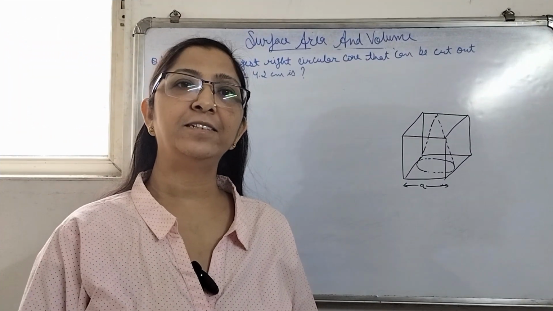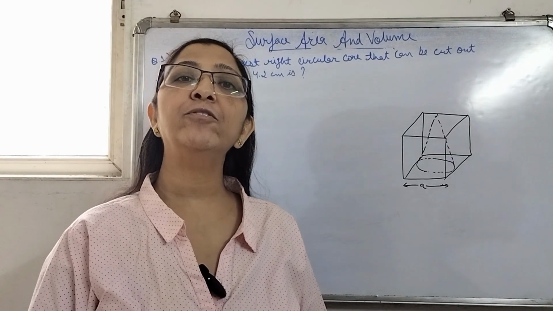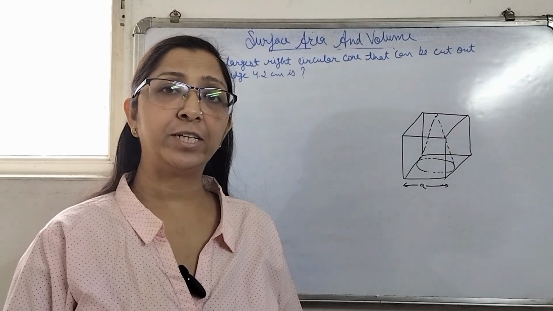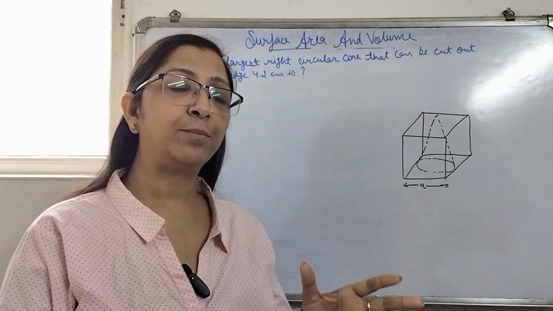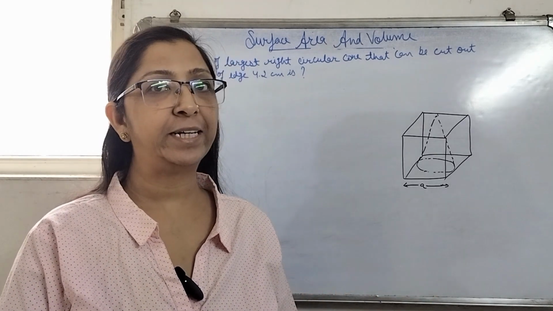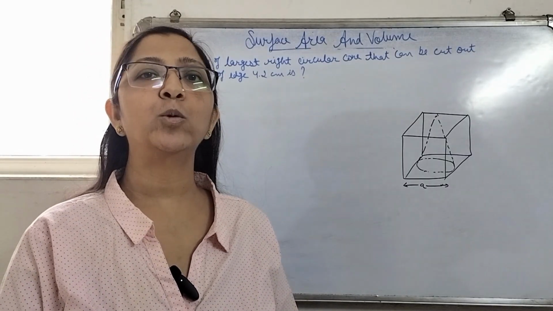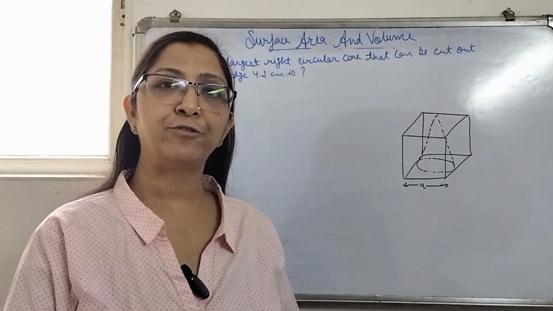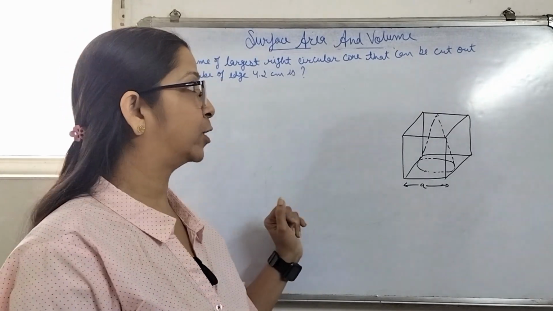So what we have learned till now is, if any combination of solids is given to us, first we will break it down into the constituent figures. Meaning we find which figures it is made up of, and accordingly we apply the formulas and find the required thing, whether it is volume or surface area. Now let's see how we can apply this concept in solving the questions.